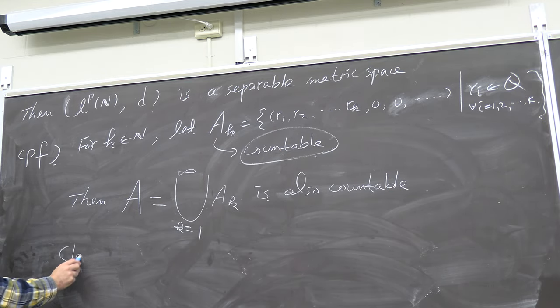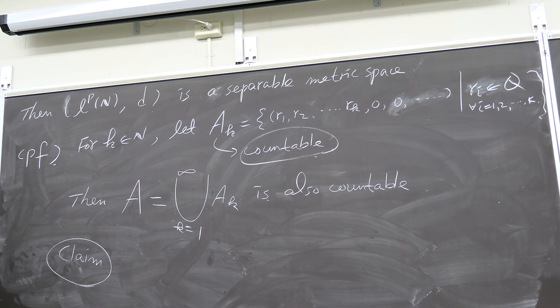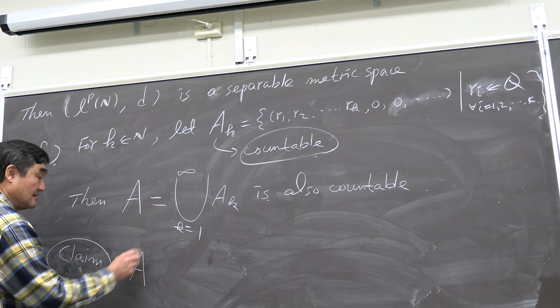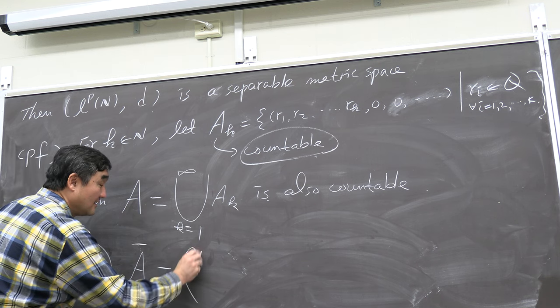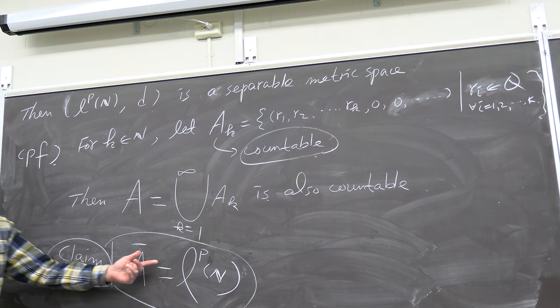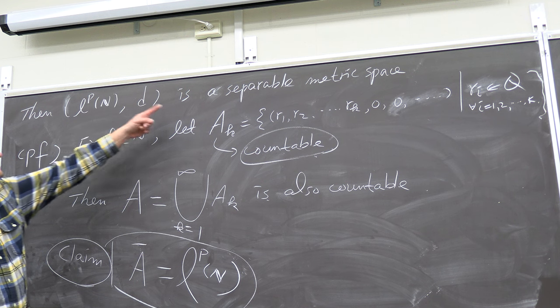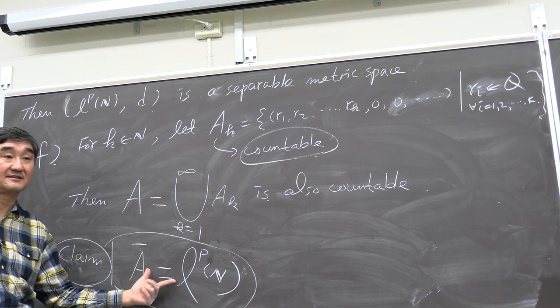Then we want to claim this capital set A we have defined is a countable dense subset of the whole metric space lp. So our claim is what? The closure of the set A we have defined here is covering the whole little lp. That's what we want to claim. Then we conclude this metric space is a separable metric space because it has this countable dense subset.